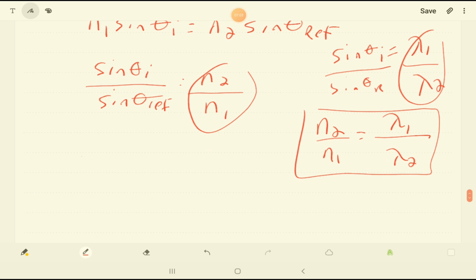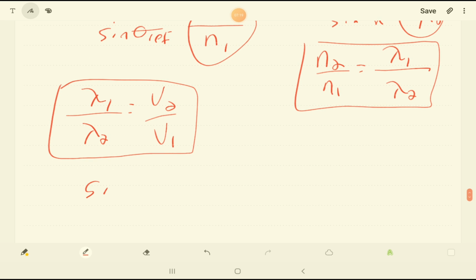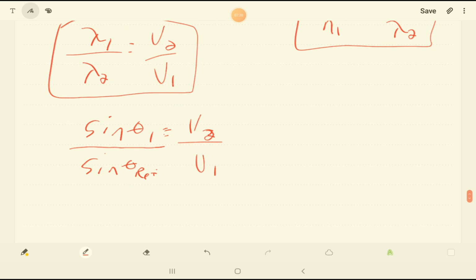And if we can assume that the lambda of the first medium over the lambda of the second medium is equal to N2 over N1, then we can also say that it is equal to V2 over V1. And so when we rewrite our equation here, we're going to go sine theta I over sine theta refraction is equal to V2 over V1. And so this is the governing equation that we're going to use to solve for this problem.